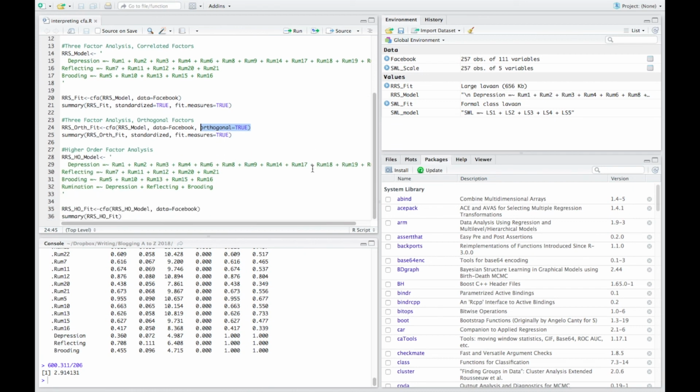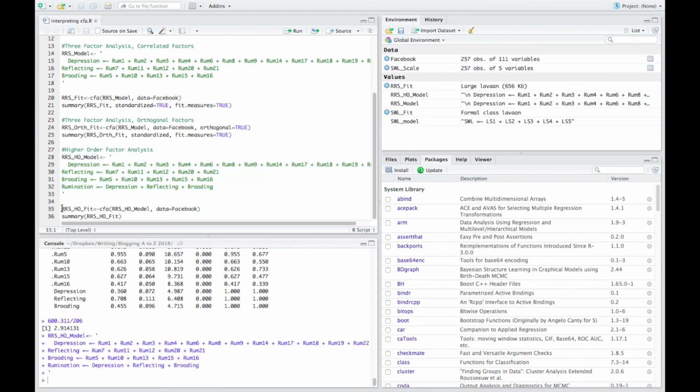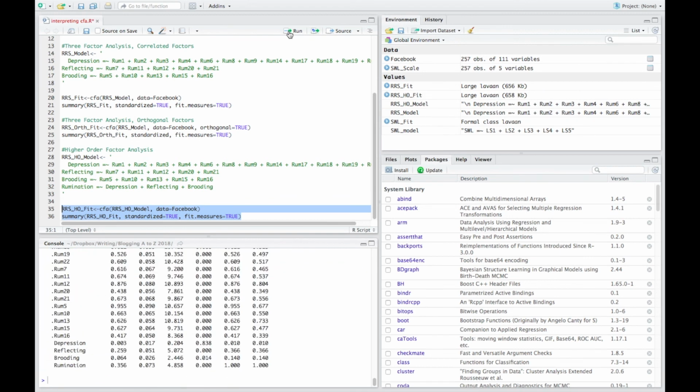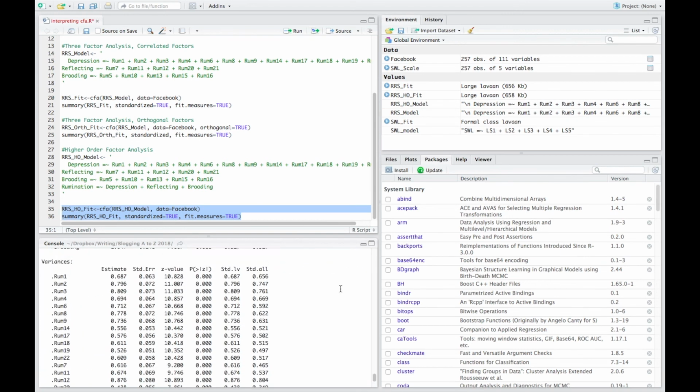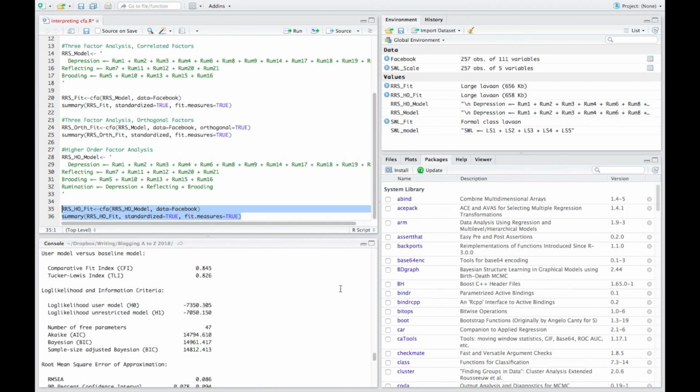All right, so last step, let's go ahead and try running this higher order model. So this is the one that has our 3 factors, but then has the 3 factors loading onto a second order or a higher order factor. So let's try running that. Go ahead and fit our model and request. So let's see what happens.